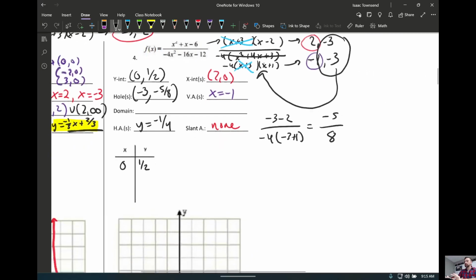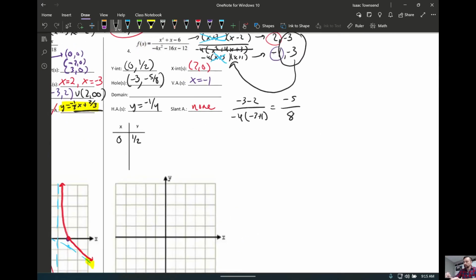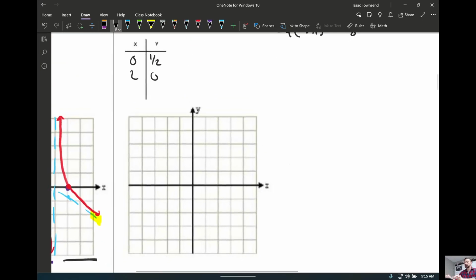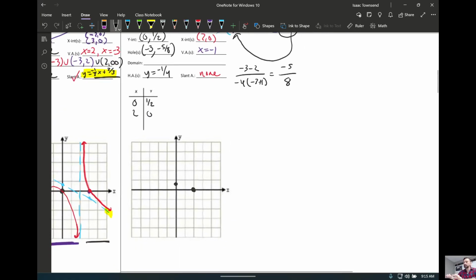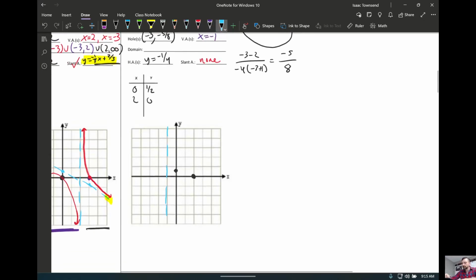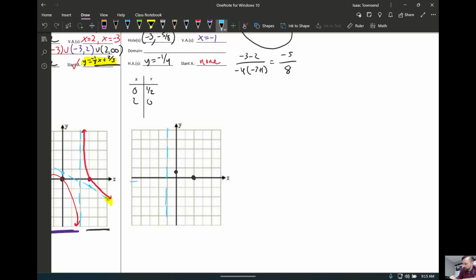Okay, so I've got some points here. So if I had to make a table, I guess I could add that. I had x-intercept. And then I can start throwing all this on the graph. I've got 2 points. I've got a vertical asymptote. I've got a horizontal asymptote.